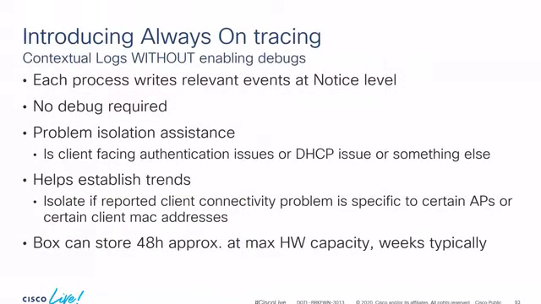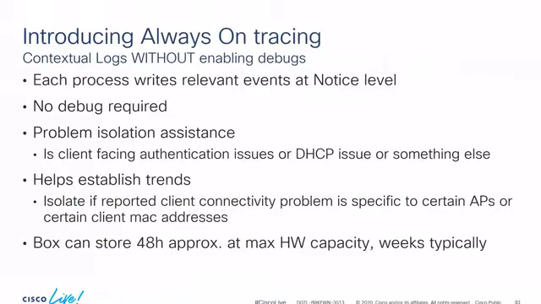Now, the concept of an always-on trace is the same, right? Traces that are written all the time. The level at which they are written by default is up to notice. It is not at notice, it is up to notice. So errors, warnings, critical, all the way up to the notice level logs get written out by default without any user intervention, right? So there is no need for somebody to run a debug or enable a command or anything.